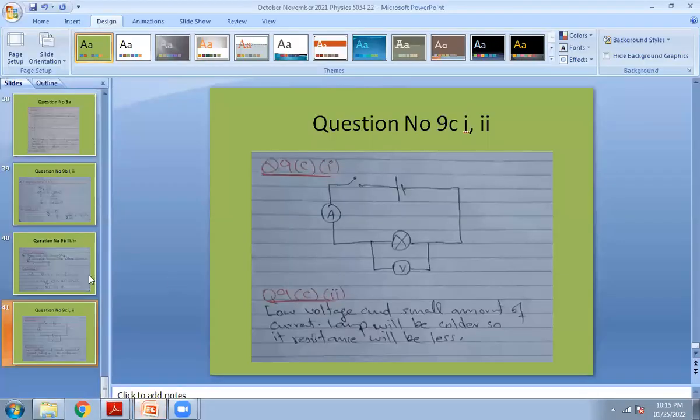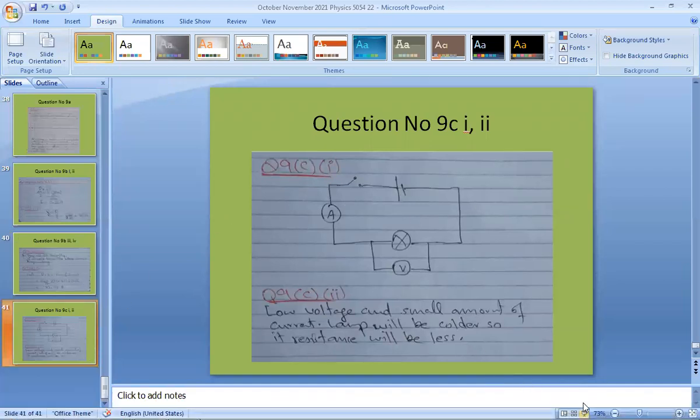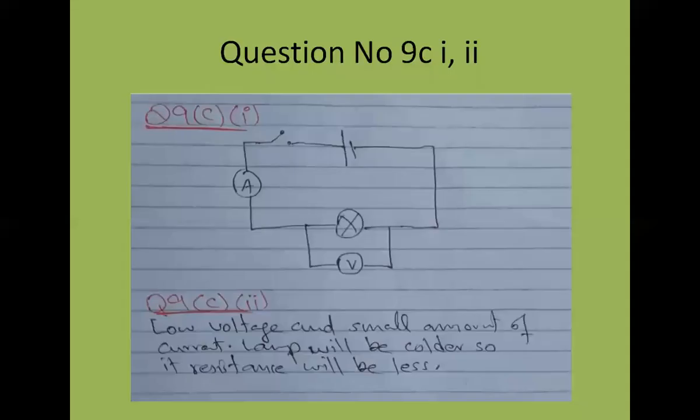Okay, so let me show you. We are on the last part. It says low voltage and small amount of current. When you connect it with the 1.5 volt cell, the lamp will receive low voltage, only 1.5 volt, and a small amount of current. So the lamp will be colder, so its resistance will be less. Here the lamp will be less bright, so it will not have that much temperature, so its resistance will be less. So that's it.